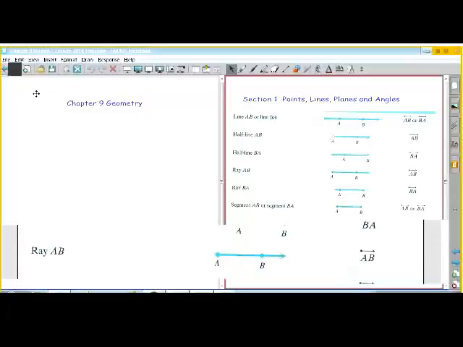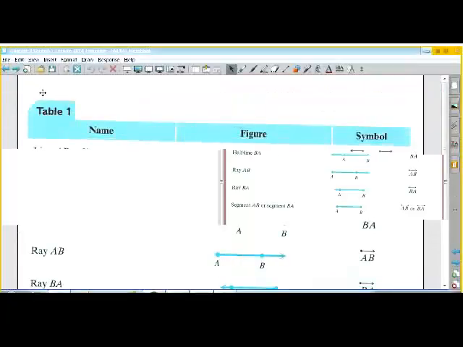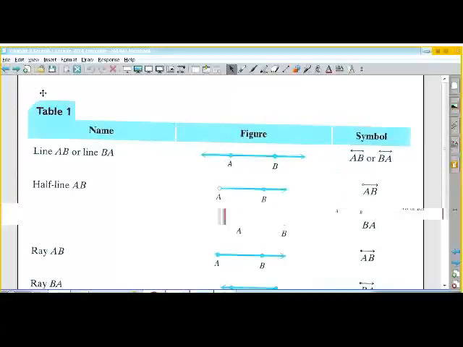So this is a table in your book, so you don't need to write it all down. Just refer to it. And I'm going to emphasize the things that I think are more important that I've seen used. It's interesting, I looked up the definition for line, and it's really confusing.